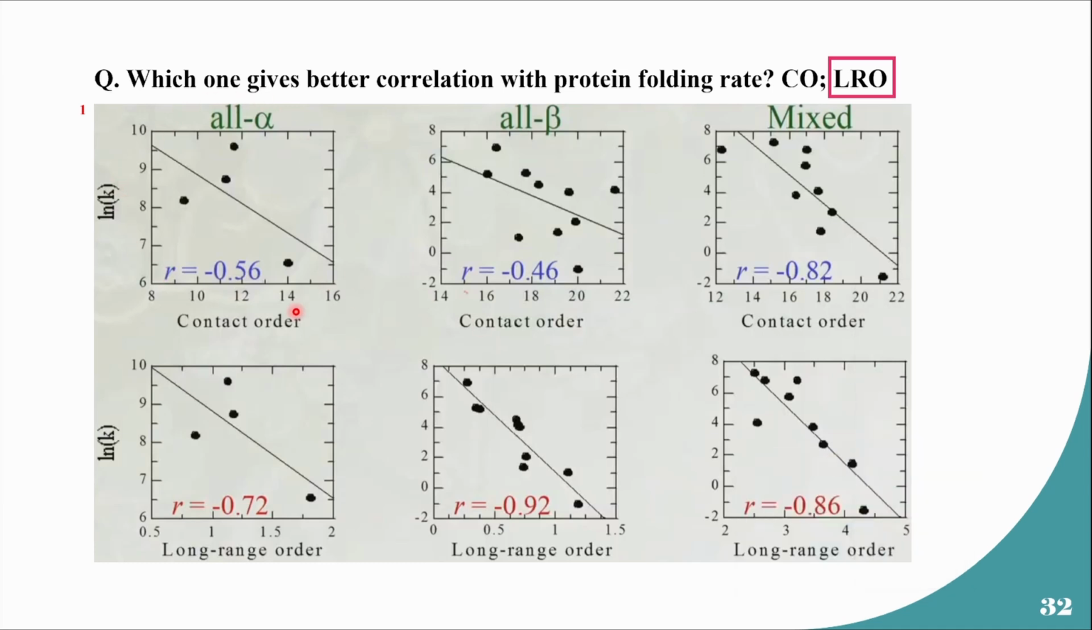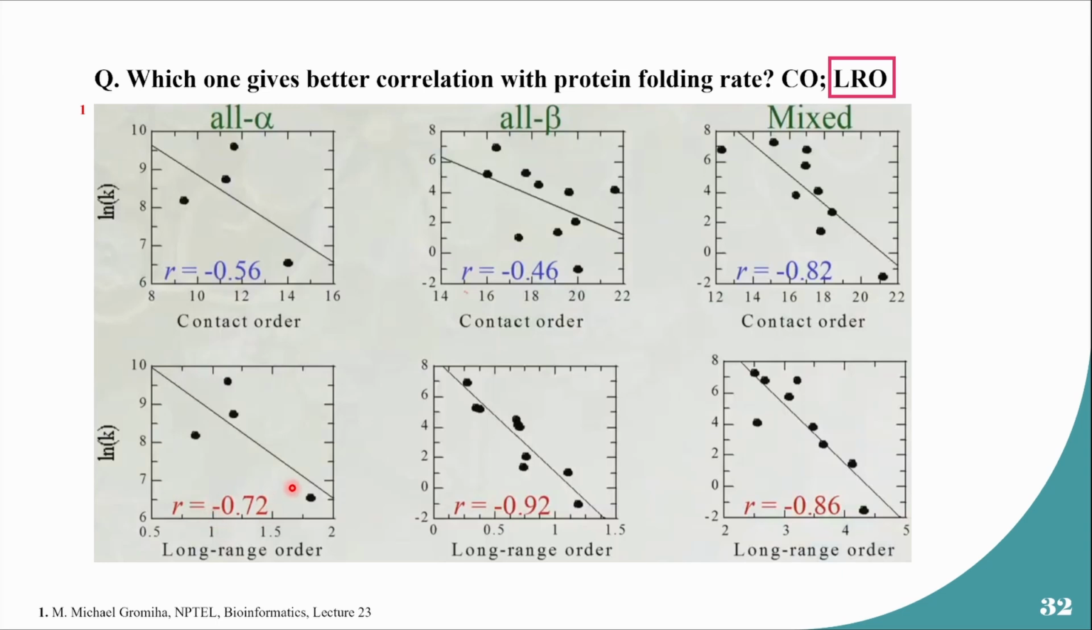For different categories of proteins like all alpha, all beta, or mixed proteins, Professor Gromiha introduced in this slide these calculations for the folding rate against the contact order and against the long range orders. And we see a negative correlation value that is higher in the case of the long range order versus the ln k plots. So basically the absolute value is higher. That means it is more negative here.